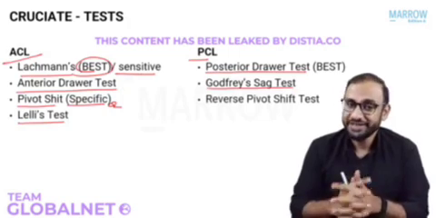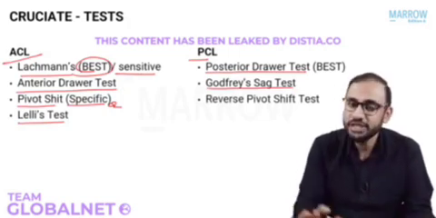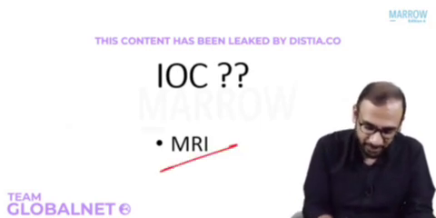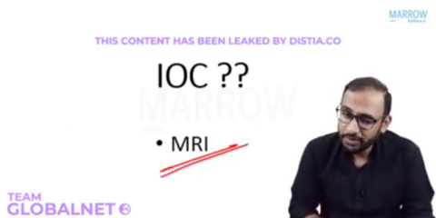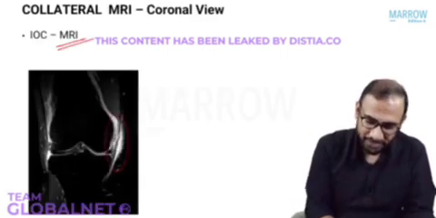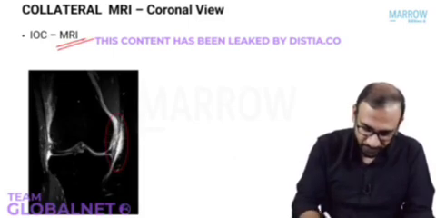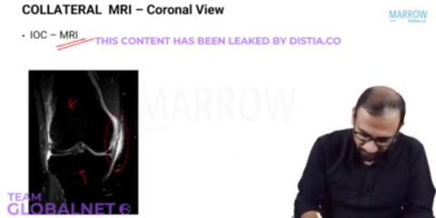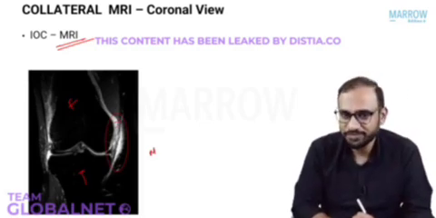Now coming to the radiology. What is the investigation of choice? The investigation of choice for all these ligament injuries is MRI, because MRI picks up soft tissue. What is the investigation of choice for collateral ligament injuries? MRI. MRI is the investigation of choice for collateral ligament injuries. Look at this coronal section. This is the femur. This is the tibia. This is the medial side. You notice there is edema here over the medial collateral ligament, suggesting that it is torn.